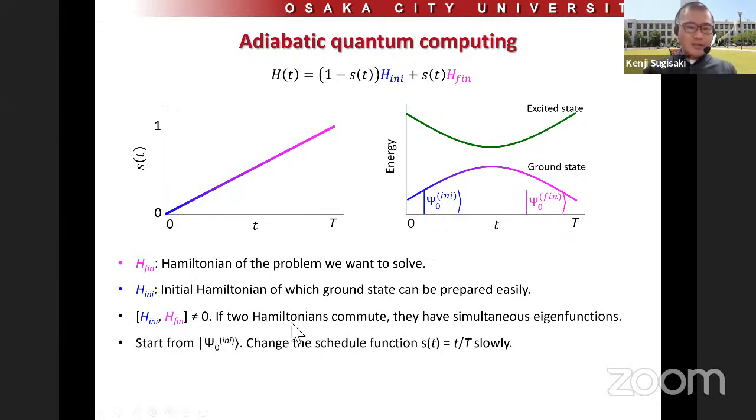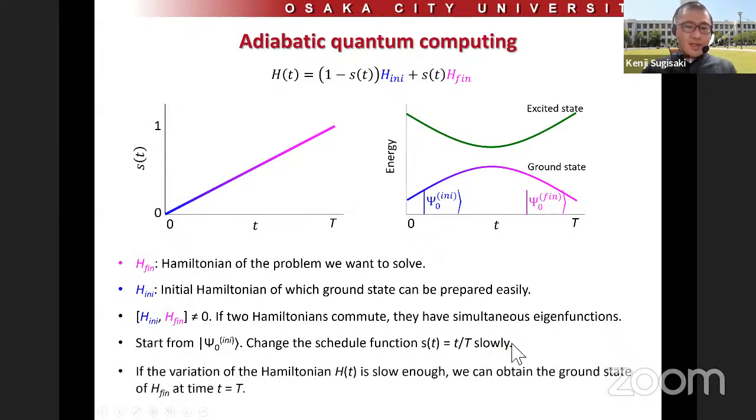Then we start from the ground state of the initial Hamiltonian and change the scheduling function s equals small t divided by T very slowly. And if the variation of the Hamiltonian H(s) is slow enough, we can obtain the ground state of H fin at time t equals T.